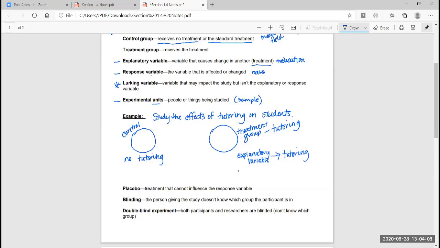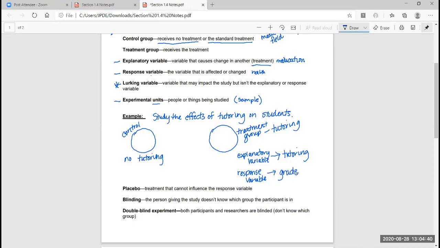The response, what happened? Did they do better? Did they do worse? Did they stay the same? The response variable, we would probably use their grade, and one issue with grades is grades are subjective. We could also have maybe their score on the final exam, something like that, to determine whether the tutoring was helpful.